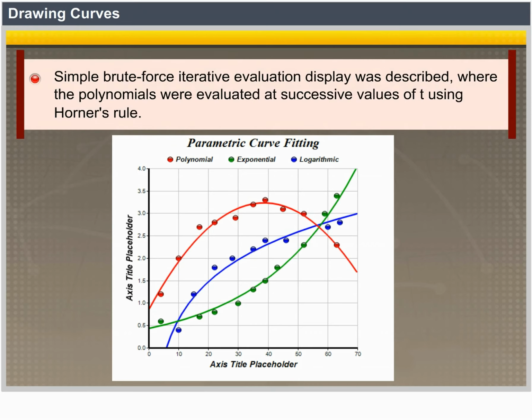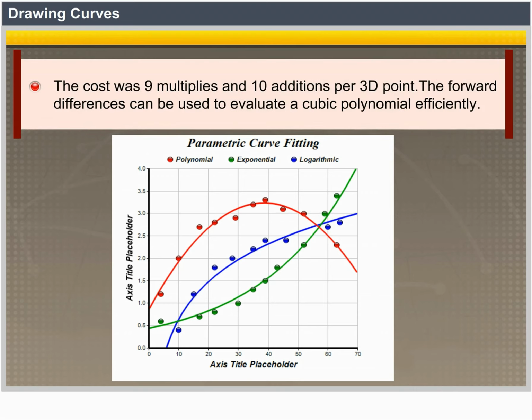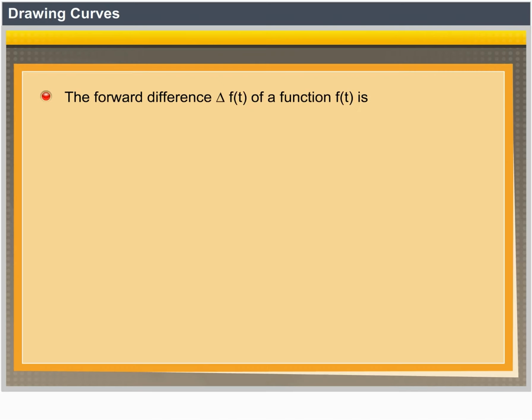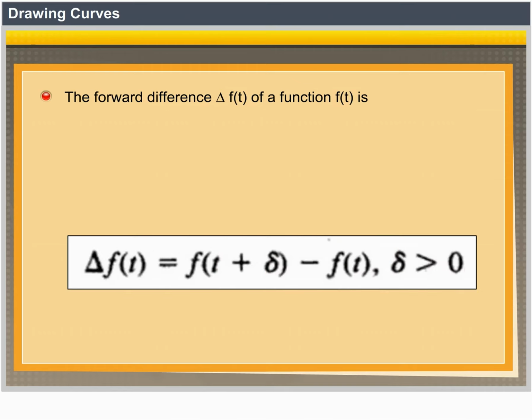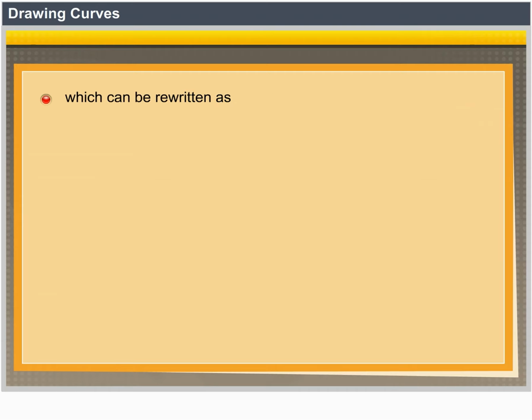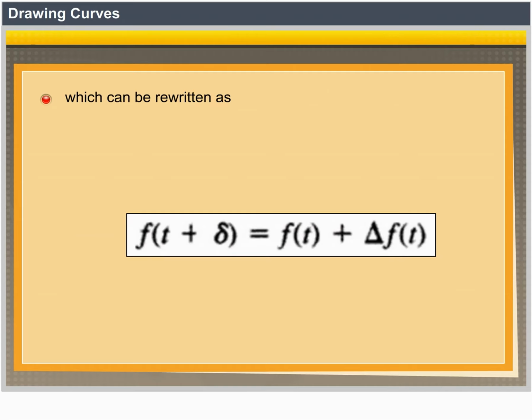Simple brute force iterative evaluation display was described where the polynomials were evaluated at successive values of t using Horner's rule. The cost was 9 multiplies and 10 additions per 3D point. A much more efficient way to repeatedly evaluate a cubic polynomial is with forward differences. The forward difference delta f of t of a function f of t is delta f of t equals f of t plus delta minus f of t, with delta greater than 0, which can be rewritten as f of t plus delta equals f of t plus delta f of t.